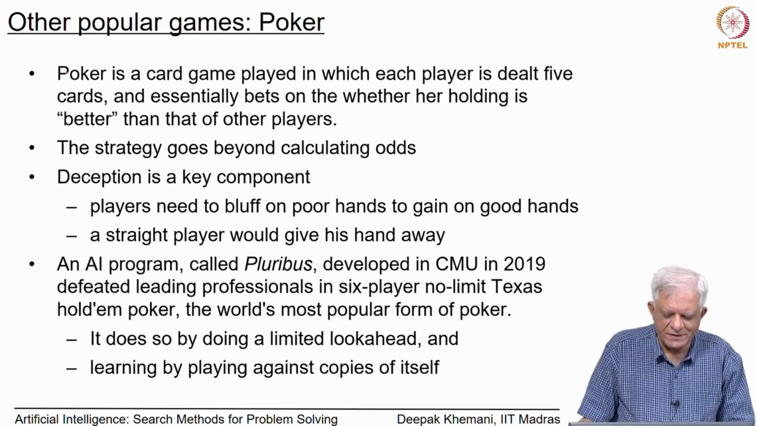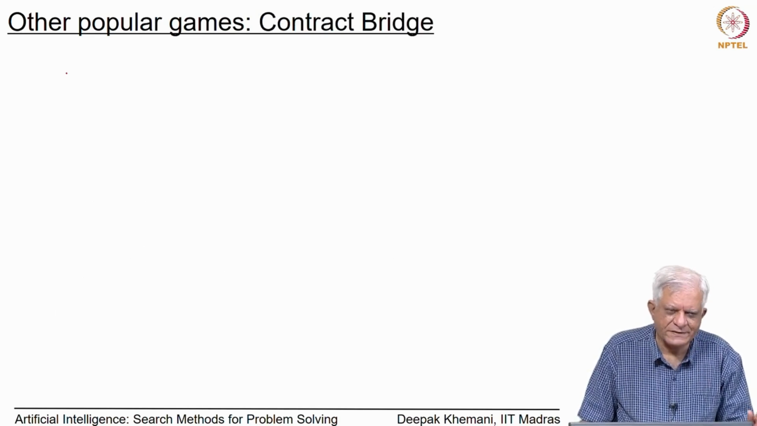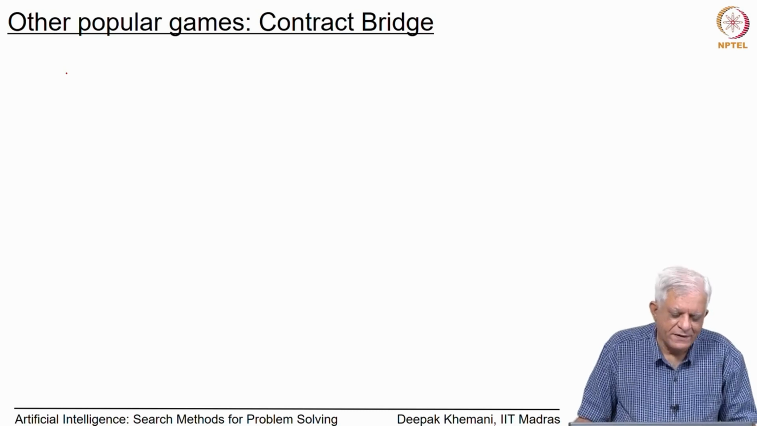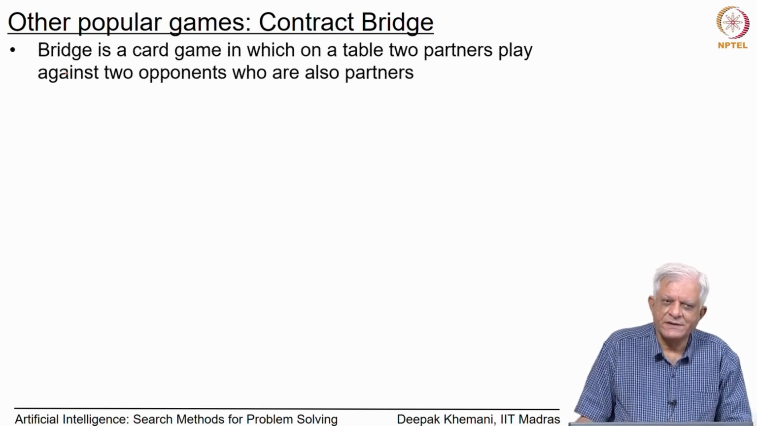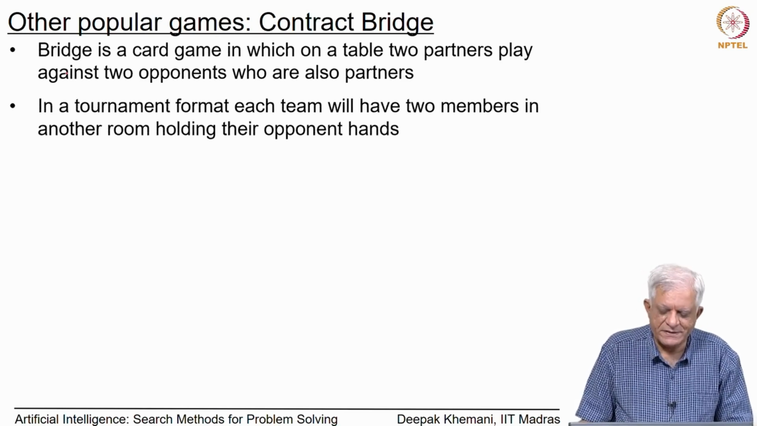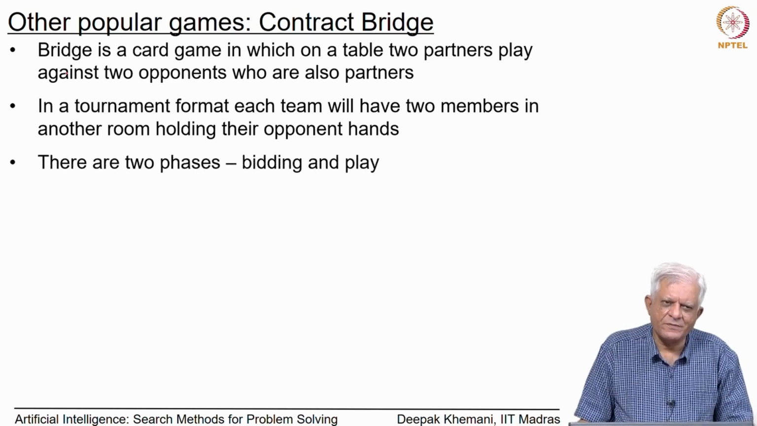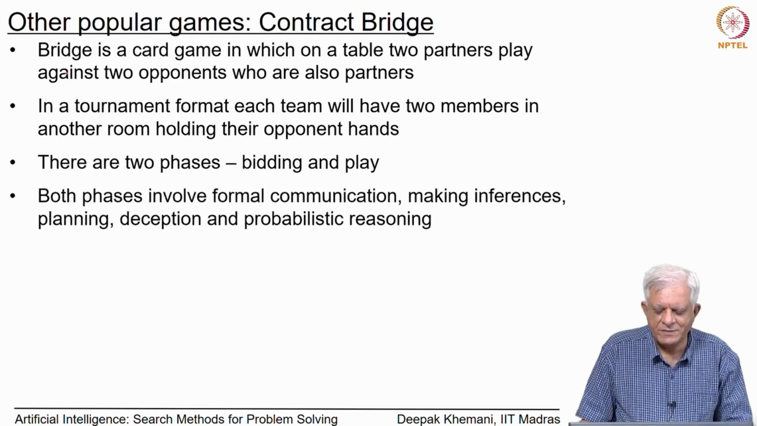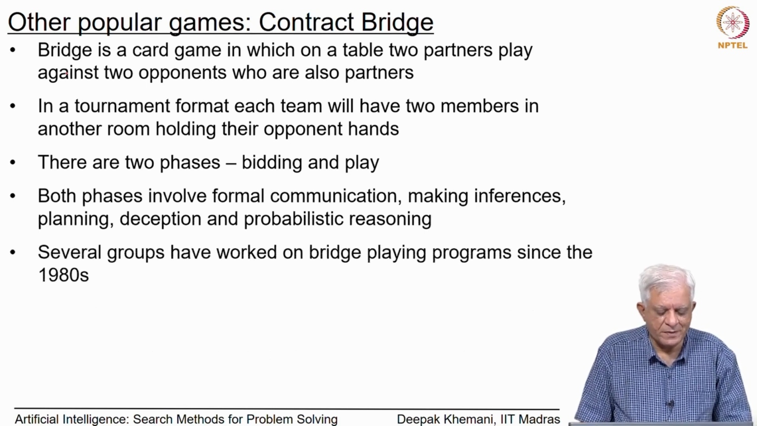It does so by doing a limited amount of look ahead and learning by playing against copies of itself. The last game that we will look at is Contract Bridge, which is a card game in which on a table there are 4 players, 2 of them are partners and the other 2 are their opponents. In a tournament format corresponding to each table, there would be a table in another room. So, it would be a team of 4 members playing against another team of 4 members.